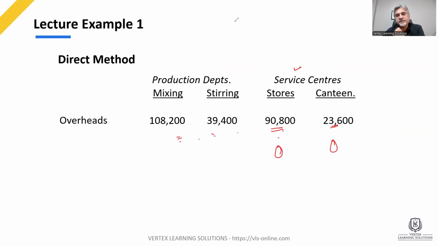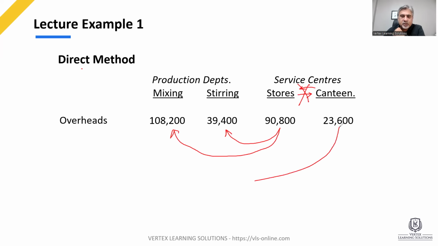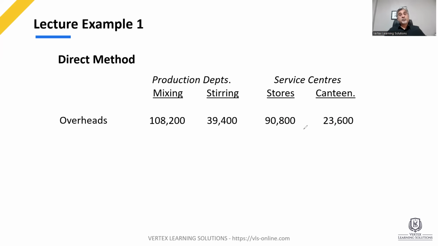Now, because I'm using the direct method, it means the service departments are not going to provide service to each other. So all of this cost should be split between these two. And similarly, this 23,600 will also be divided between these two. So this will become zero, and this will become zero, because stores says, I don't want to take any cost, I'm working for production. And canteen says, I also don't want to take any cost, I'm working for production, so please charge my cost to the production departments.